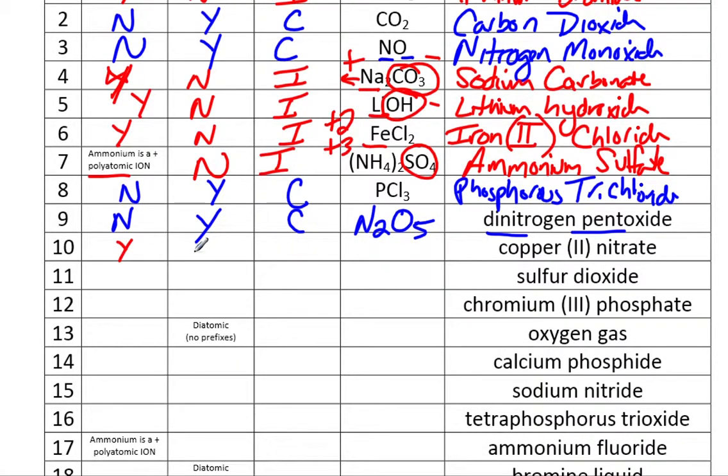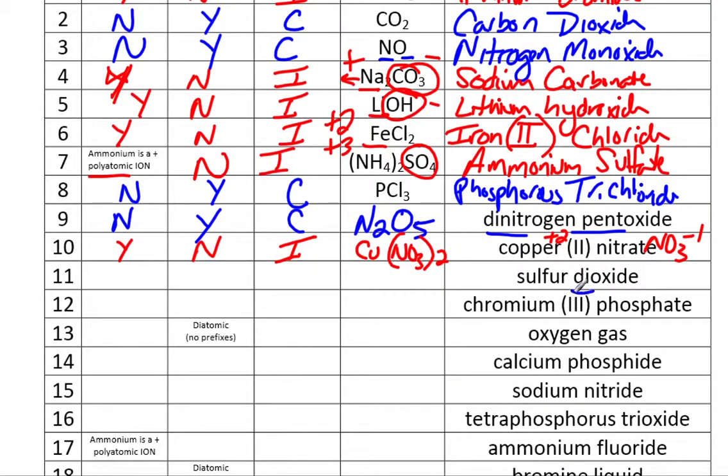Copper 2 nitrate, copper's a metal. Yes, there's a metal. No, there's no prefixes there. It's a metal, so it's ionic. Copper, I love Roman numerals. That tells me the charge. Nitrate is NO3 -1. Crisscross them. The 2 is going to go after the nitrate. So you put the nitrate in parentheses with a 2, and the 1 goes after the copper. I don't write anything.